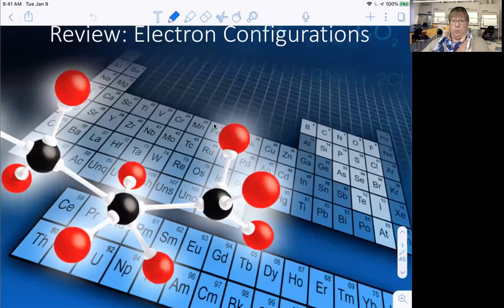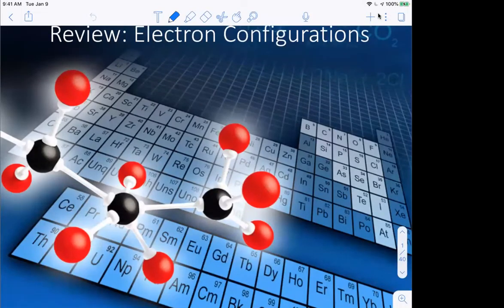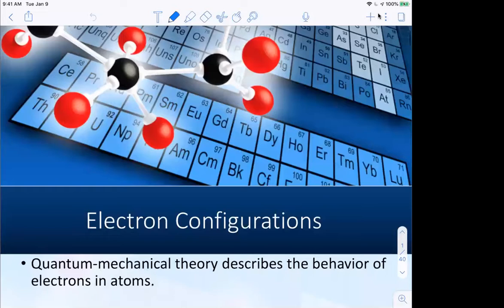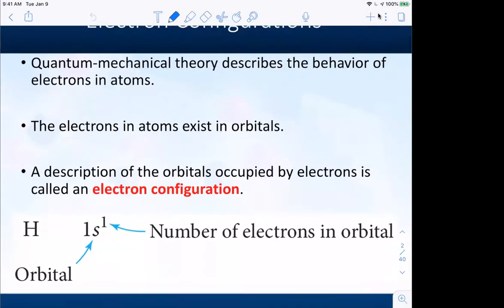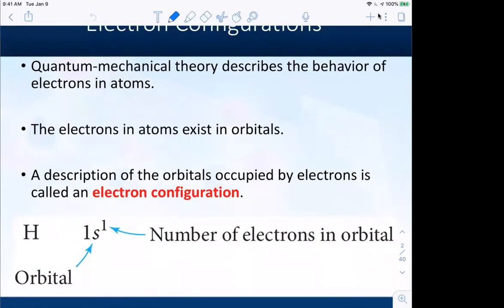So this is the review that we're actually going to be discussing at the moment. So in terms of electron configurations, recall that according to quantum mechanical theory, the electrons are going to populate orbitals around the nucleus of the atom in a very specific way. The electrons in atoms are going to exist in orbitals, and we can describe the occupation of those orbitals by electrons by writing an electron configuration for any particular atom.